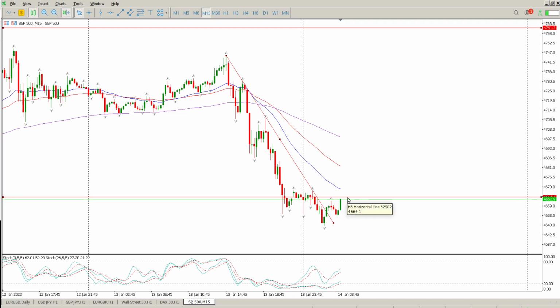Looking for a break and retest of 46.64. Stop is right below 46.47. I'd actually put the stop down to 46.40 or 46.38, just to give you a bit of a buffer in case there is another little push down. But that's kind of my view. Definitely looking for opportunities here.